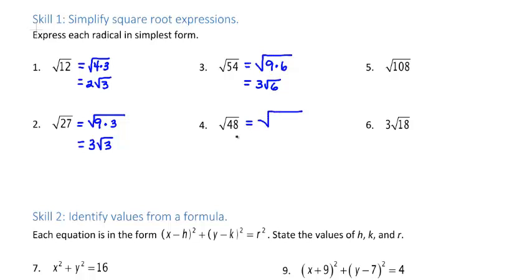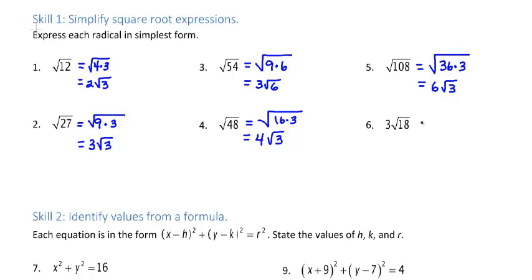48, if you look at all the factors of 48, 1 and 48, 2 and 24, 3 and 16, 4 and 12, and 6 and 8. The only one that is a perfect square is 16, so we write this as 16 times 3. And the square root of 16 is 4, square root of 3. 108 is 36 times 3. And the square root of 36 is 6, square root of 3.